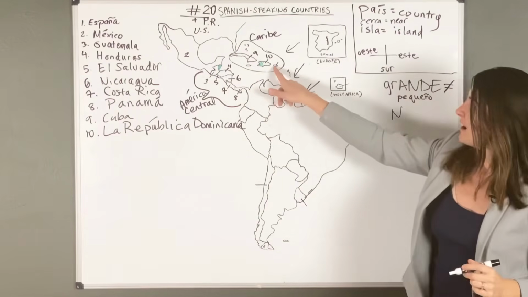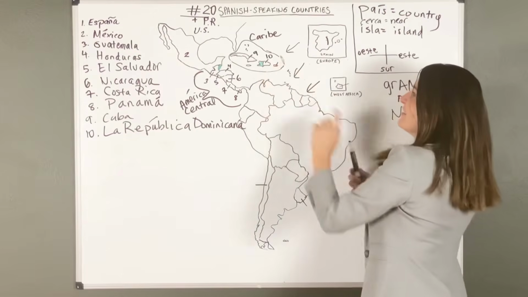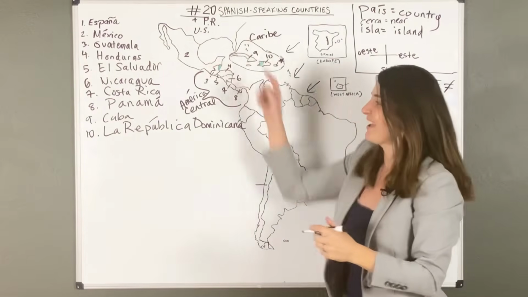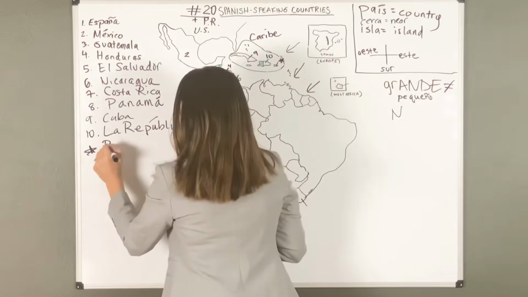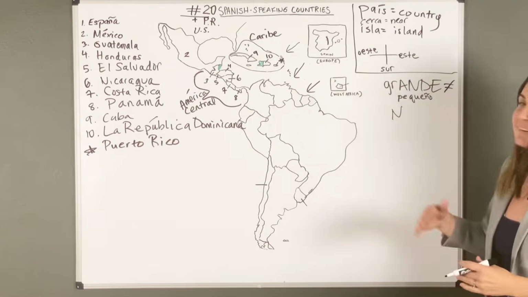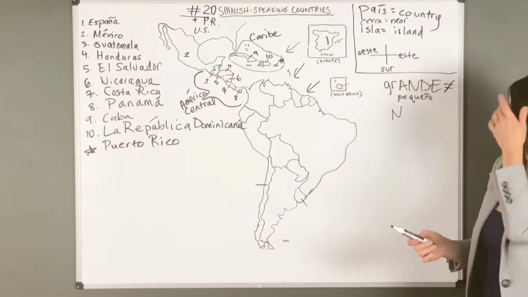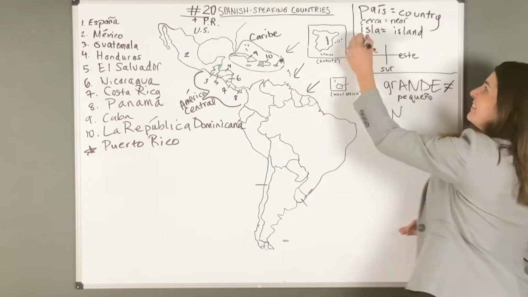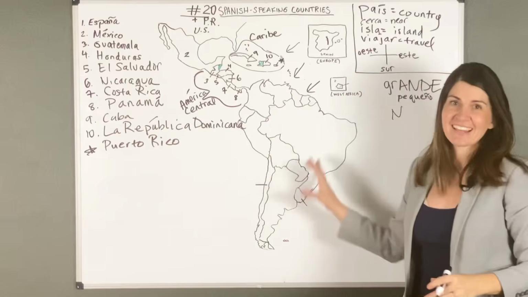Y por fin, otra isla. No voy a escribir 11, voy a escribir una estrella porque no es un país. Es Puerto Rico. Puerto Rico, parte de los Estados Unidos. Ok, muy bien. ¿Listos? ¿Ready? Para viajar, travel. ¿Listos para viajar a América del Sur?